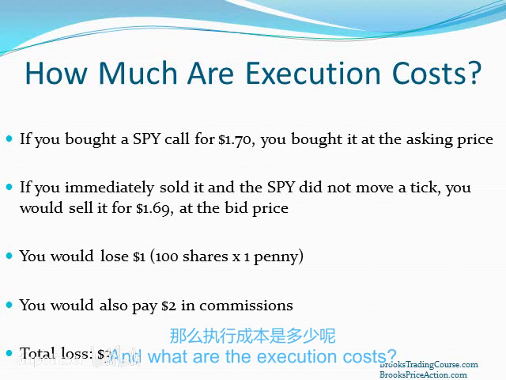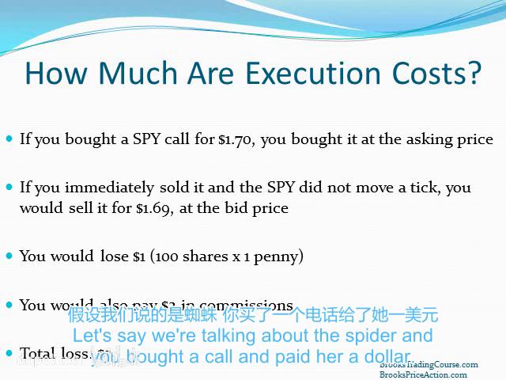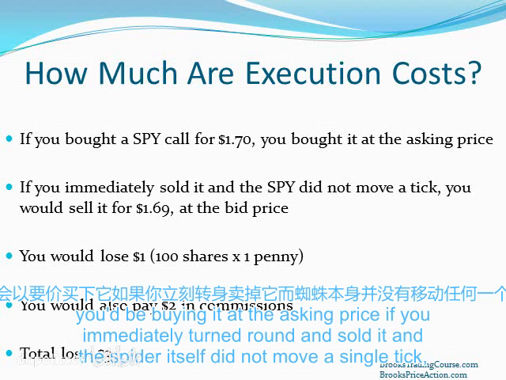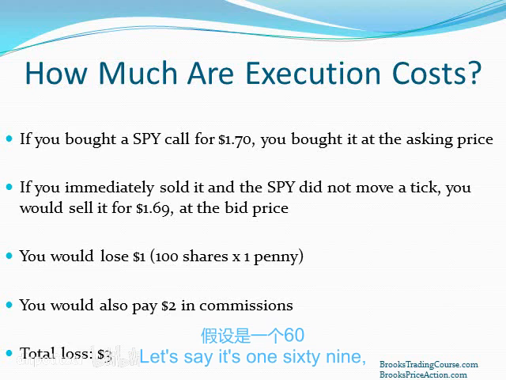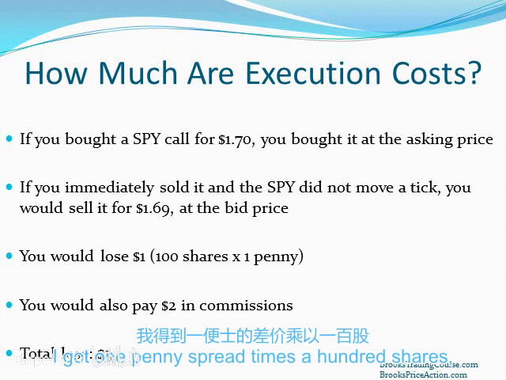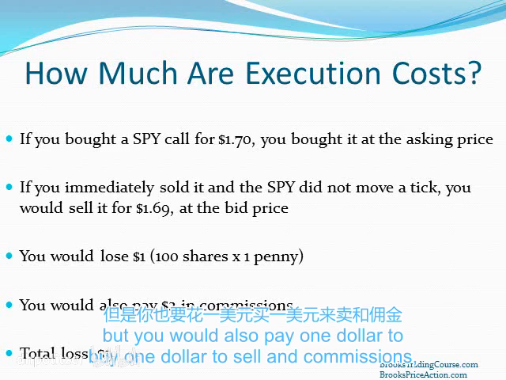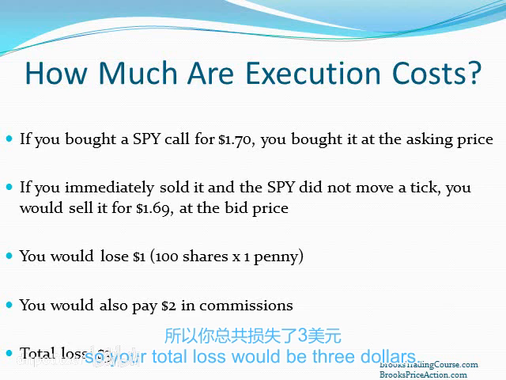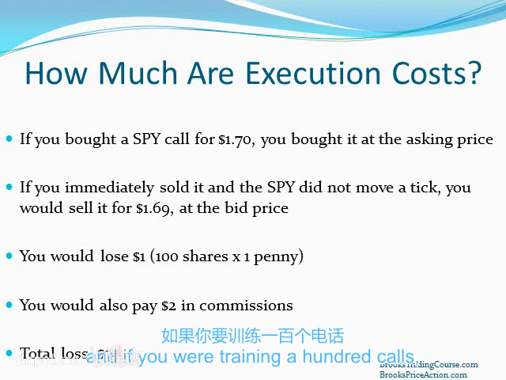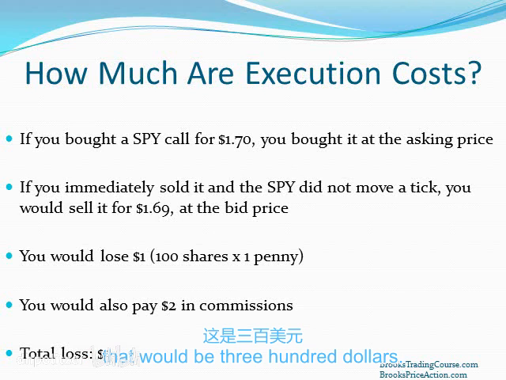And what are the execution costs? Let's say you're talking about the Spider and you bought a call and paid $1.70 for it. You'd be buying it at the asking price. If you immediately turned around and sold it and the Spider itself did not move a single tick, you'd have to sell it at the bid. Well, let's say it's $1.69. So you'd immediately lose $1, a 1 penny spread times 100 shares. But you would also pay $1 to buy and $1 to sell in commissions. So your total loss would be $3. So even though the Spider did not move a tick, it would cost you $3. And if you were trading 100 calls, that would be $300.